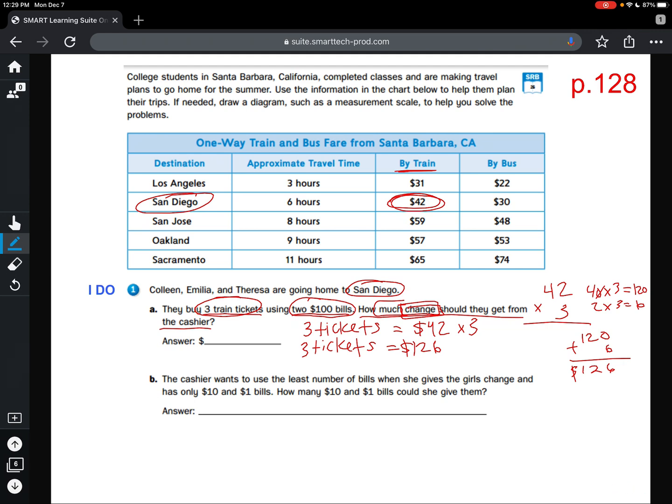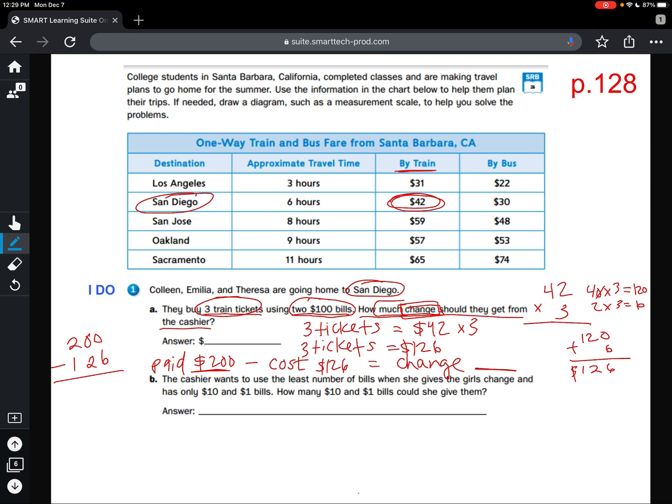Well, how much did they pay? They paid $200 because they had 2 $100 bills. So to figure out how much they get back, you're going to do 200 minus the cost of 126, and that'll give you the change. So if I do 200 minus 126, that will give me the change, the amount they get back.